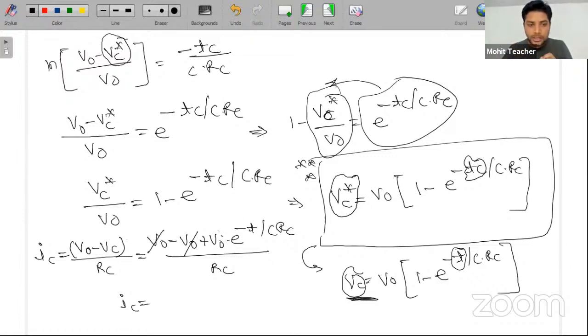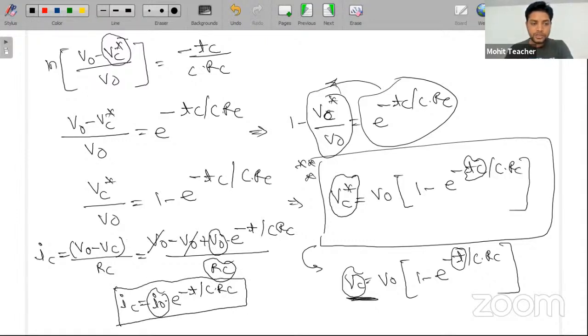So this is the open circuit voltage, and this is RC, that is, during the charging only, this RC is the resistance. So this we can represent by I naught, e to the power minus T by C into RC. Now this I naught is what? That is the short circuit current. Please keep this in mind. Okay, so this is IC.